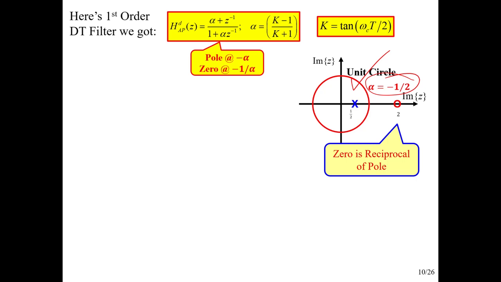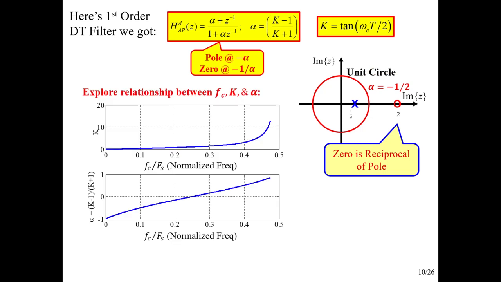And it's pretty clear there that we have a reciprocal zero, or that the zero is a reciprocal of the pole. And then if we plot this, you might wonder why I'm plotting this. Here's the K versus frequency. We don't really want to work directly with the K, but look at this.